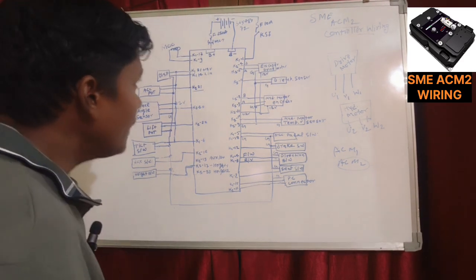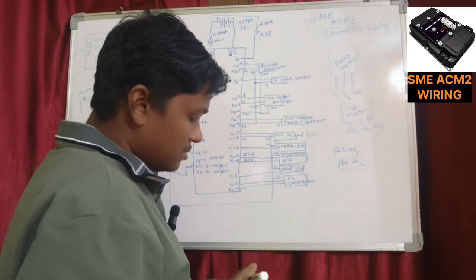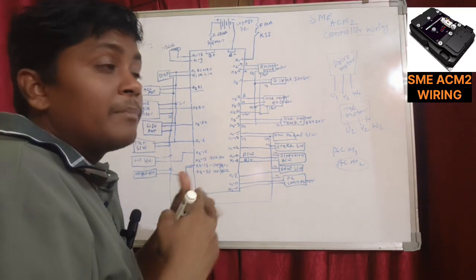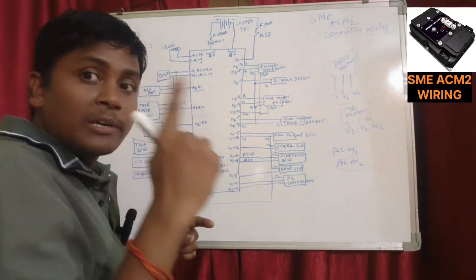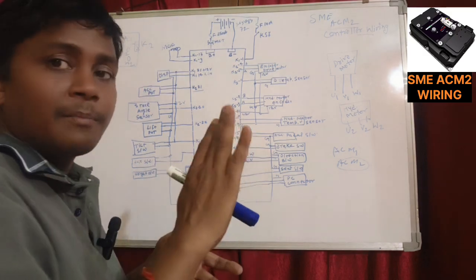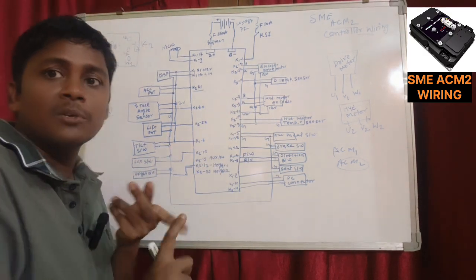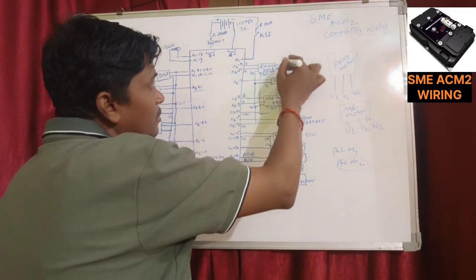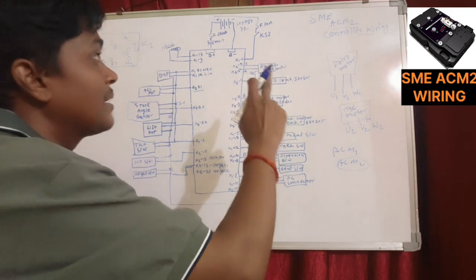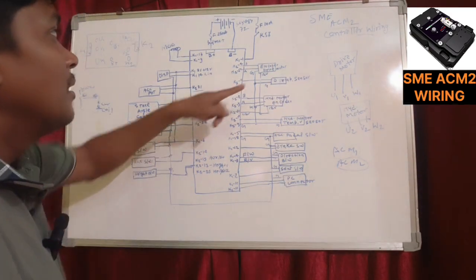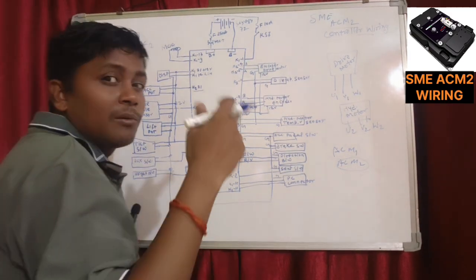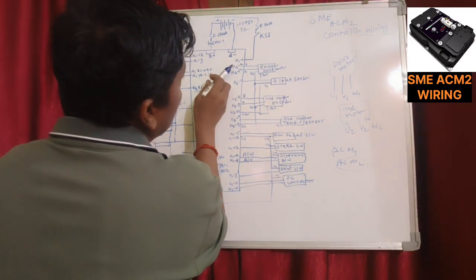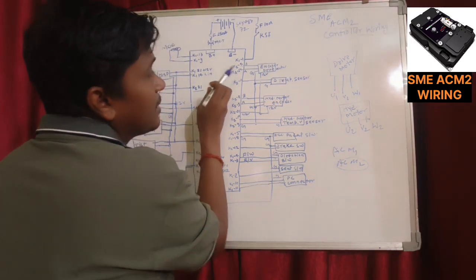Again, what I told in the starting, this is an ACM2 motor. It means there will be two encoders and two temperature sensors, one for the drive motor and another for the hydraulic motor. You have to check which motor will be connected with which encoder. If you are mounting an encoder on the drive motor, that encoder will be connected with K2, K24 and K25.